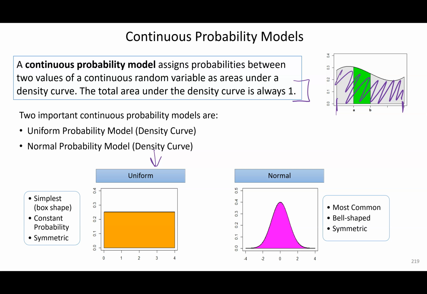So constant probability. The probability between 0 and 1 is this same probability. It's the same as between 1 and 2, the same as between 2 and 3, between 3 and 4. That's the whole idea. That is one constant or uniform probability. Then the normal one, so even if you don't know stats, chances are you've seen a normal curve somewhere. They are incredibly popular.